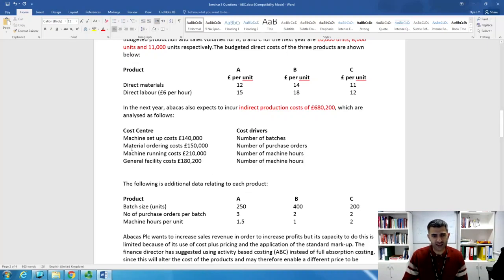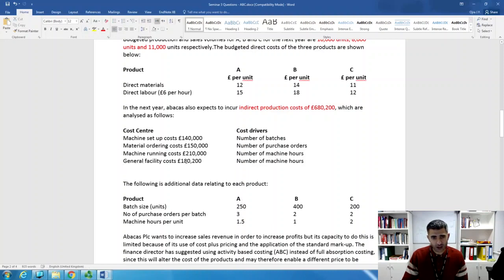The second activity, we have the material ordering cost, and as you see, the driver is number of purchase orders. So the number of purchase orders per batch. Again, there's a trick here, isn't it? So number of purchase orders, if it was like this, that's fine. But here, look, per batch. In this case, we need to find first the number of batches and then multiply it by 322.